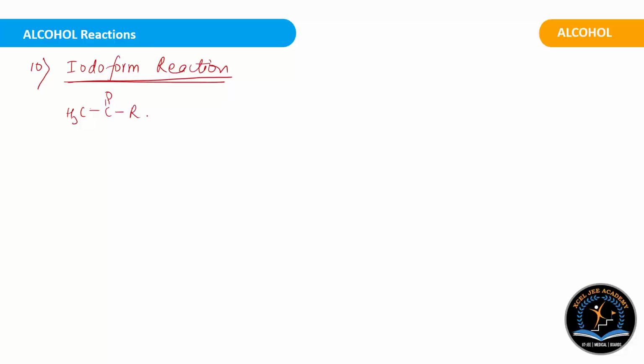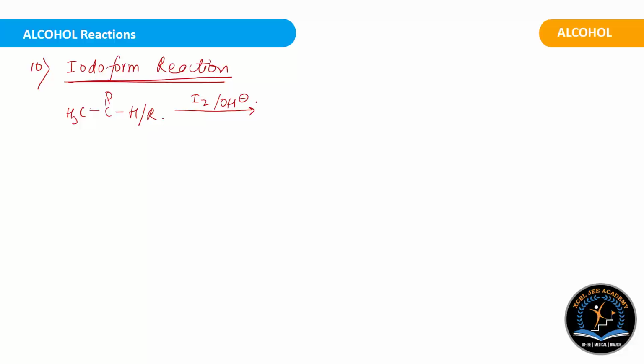So in the presence of an R group, or it can be hydrogen as well, that is an aldehyde or a ketone. For aldehyde and ketone we are adding the reagent, which is I2 and OH minus.